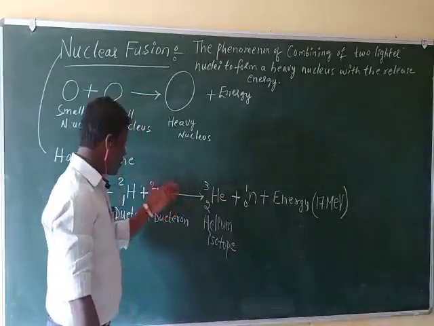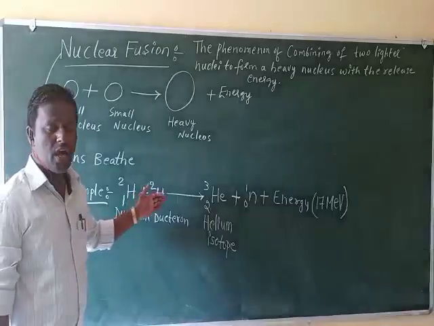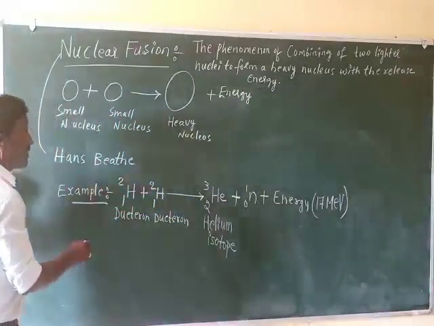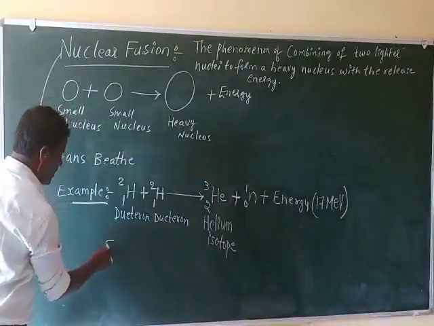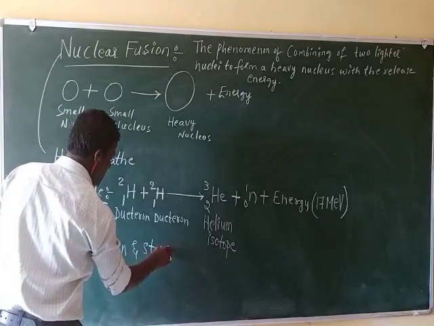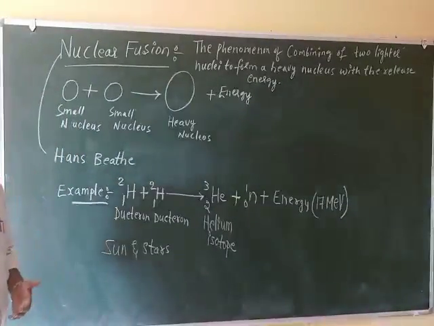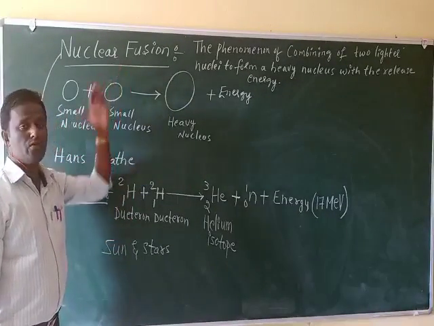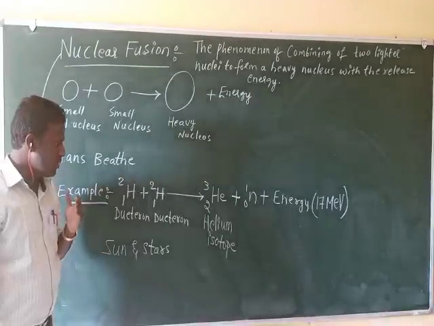Here the main thing: this type of reaction is naturally occurring in the sun and stars. Nuclear fusion is occurring in the sun and stars. The sun and stars give out energy by means of nuclear fusion. So here is one thing you must understand.